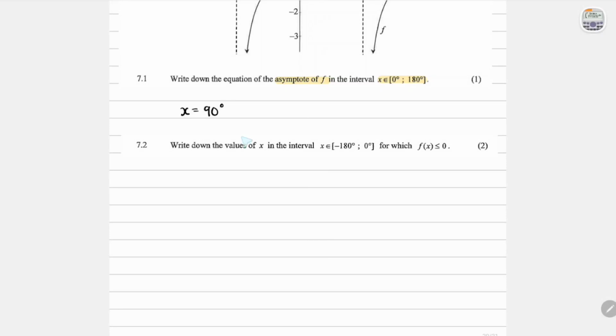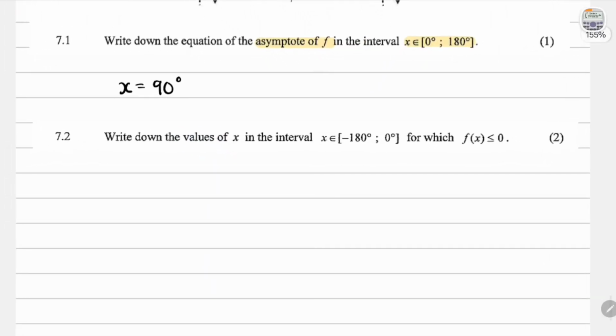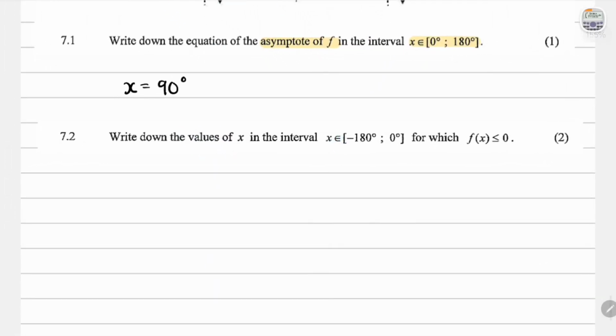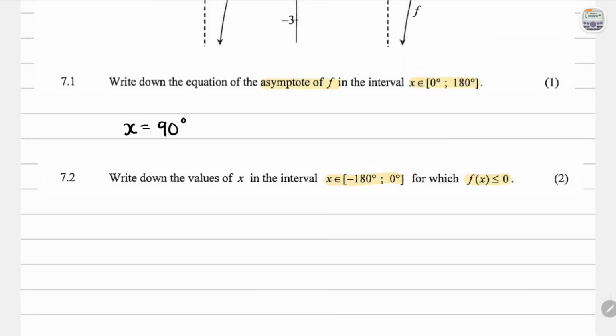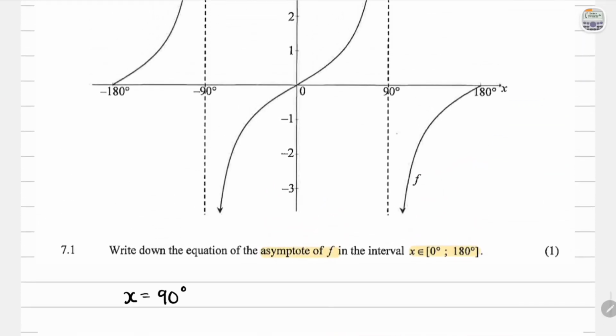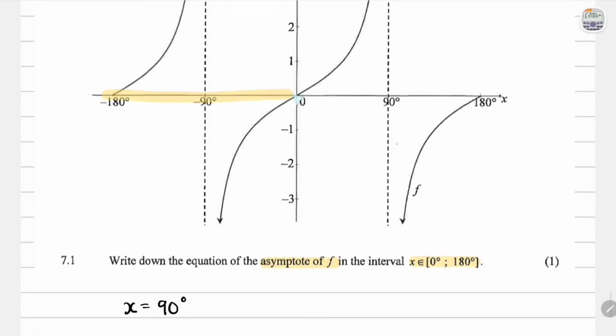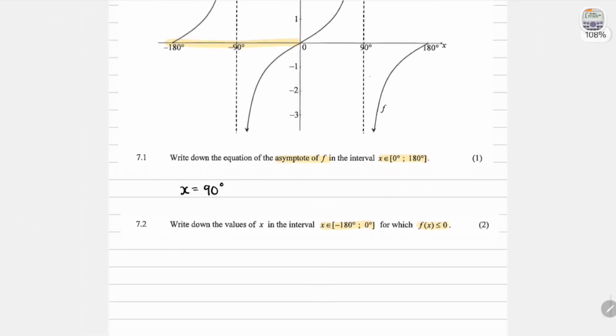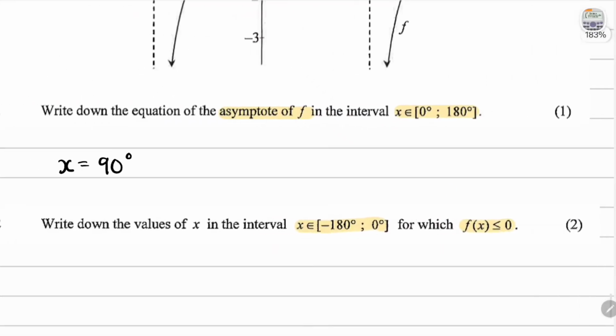Question 7.2 says, write down the values of x in the interval where x is an element of negative 180 degrees to 0, for which f of x is less than or equal to 0. Okay, so let's just mark that interval. So it's from negative 180 to 0, so it's between here, okay? And we need to find where f of x is less than or equal to 0.